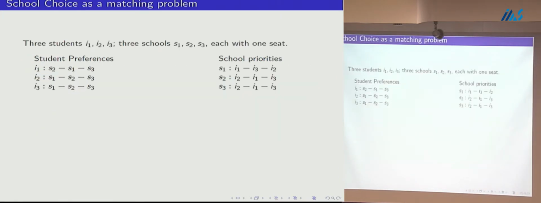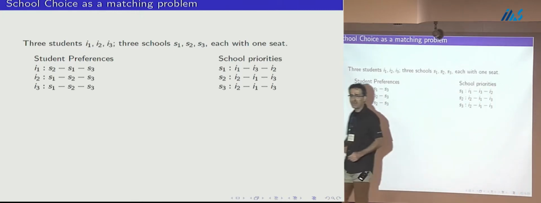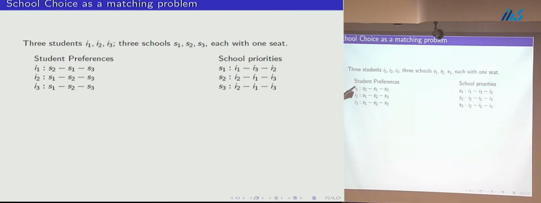Now, given that, what is a school choice problem? A school choice problem is a matching problem. On one side of the market, we have students. On the other side, schools. Students rank schools in a preference order. Student 1 prefers school 2 to school 1, and school 1 to school 3.